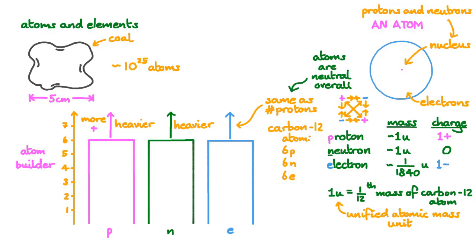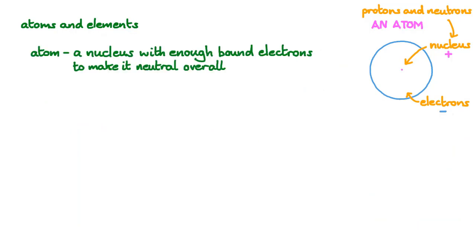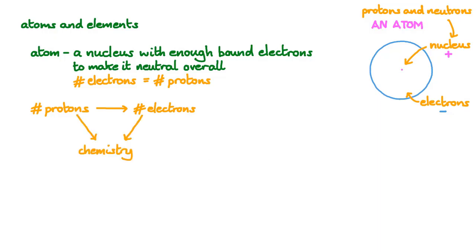All this boils down to a very simple definition of the atom. An atom is simply a nucleus with enough bound electrons to make it neutral overall. So the number of electrons for an atom is equal to the number of protons in its nucleus. So the number of protons in an atom's nucleus dictates the number of electrons it has. These two factors together determine the chemistry for that atom.